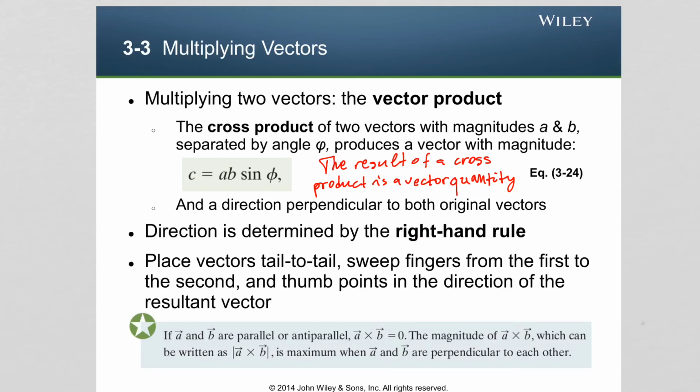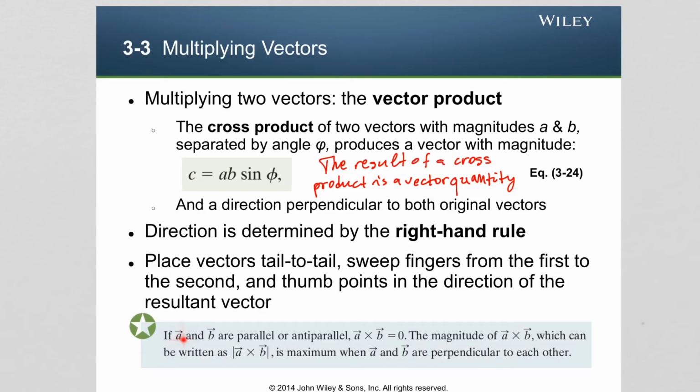So place vectors tail to tail, sweep fingers from the first to the second, and the thumb points in the direction of the resultant vector. And this has to be done with your right hand, therefore right hand rule. So one more time, in your right hand, first place the vectors tail to tail, and then use the fingers of your right hand from the first to the second vector. So sweep in that direction. And then the thumb of your right hand will point in the direction of the resultant vector.